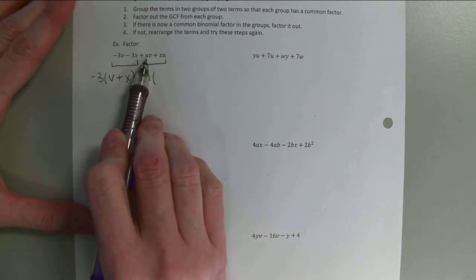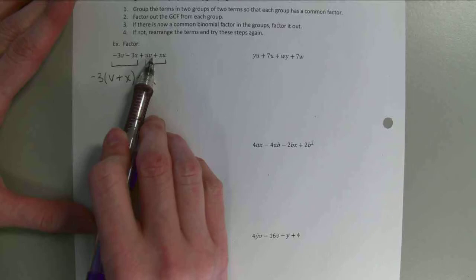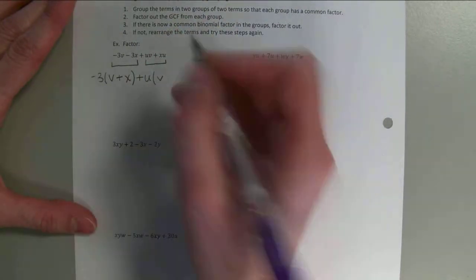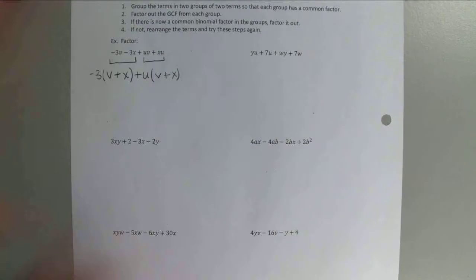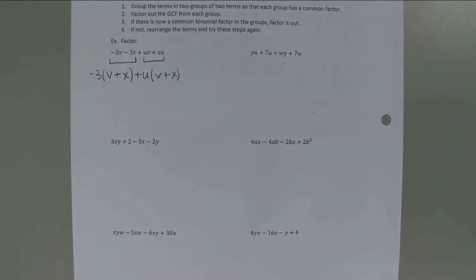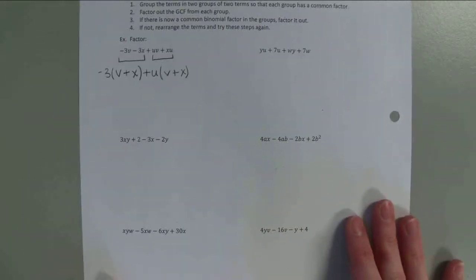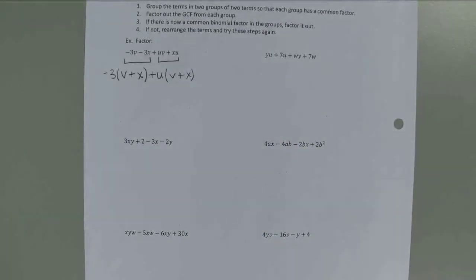When you pull a u from uv, what are you left with? V. When you pull a u from xu, what are you left with? A positive x. And what have we done? We've taken this 4-term thing and changed it to exactly what we were doing up here. Right? Do you guys see that? So now, the first term, as ugly as it is, and the second term, as ugly as it is, they have a GCF that we can factor out.